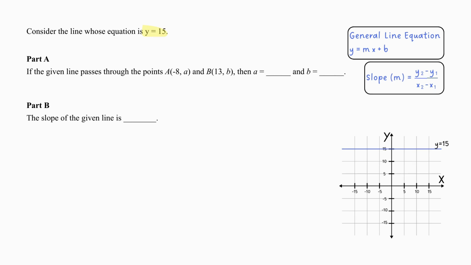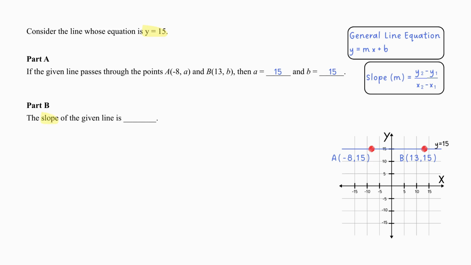Therefore, for point A, (-8, a), since this point is on the line y equals 15, its y value must be 15. So a equals 15. Point B, (13, b), same rule. Since it's on the line, the y value has to be 15. So b equals 15.